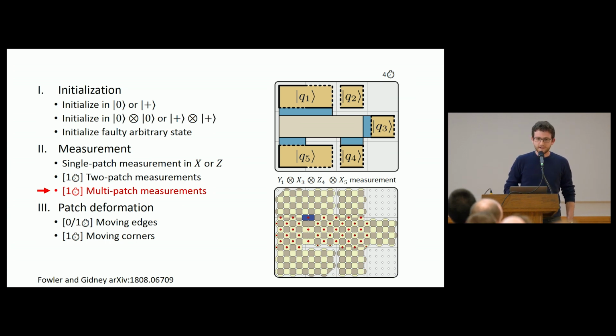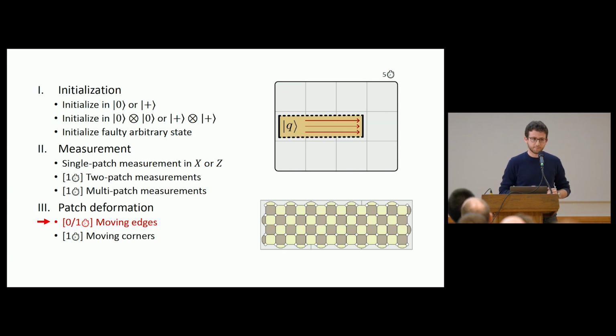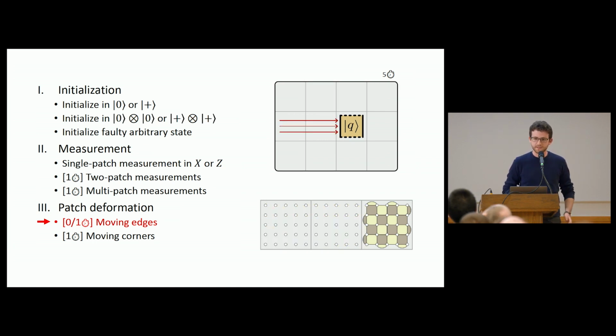The final 2 operations are rather simple. You can change the shape of your patch by moving its edges or corners. If you move the edge of a patch and the patch becomes larger in the process, then this costs 1 time step because it involves measuring new stabilizers for D code cycles. If the patch becomes smaller, then it costs 0 time steps because then it corresponds to just measuring a bunch of physical qubits. You can also move edges around corners like this, for instance.